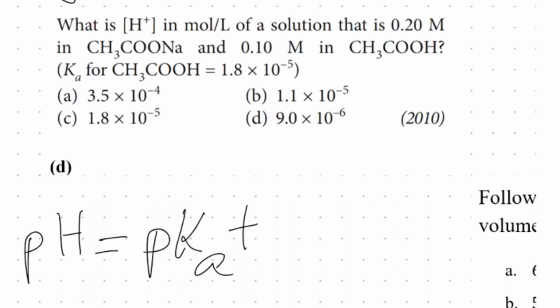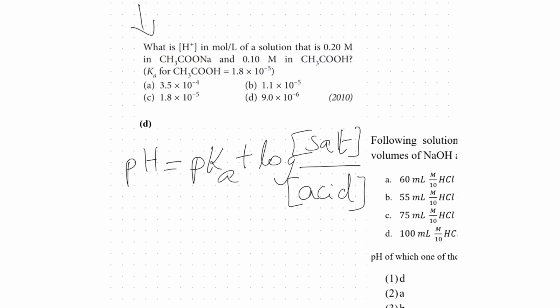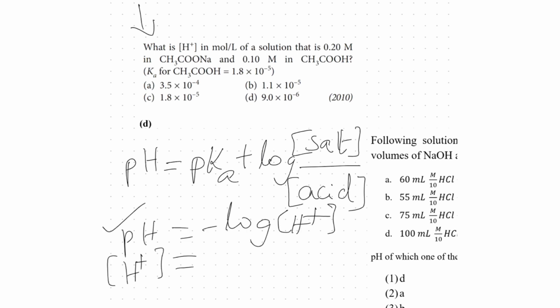If you substitute the values, the pH value you will get. From pH value, you have to calculate the H plus ion concentration. pH is equal to minus log concentration of H plus. Now we got the pH value. So H plus is equal to, you take anti-log of minus pH. If you do the calculation, you will get option D as the correct answer.